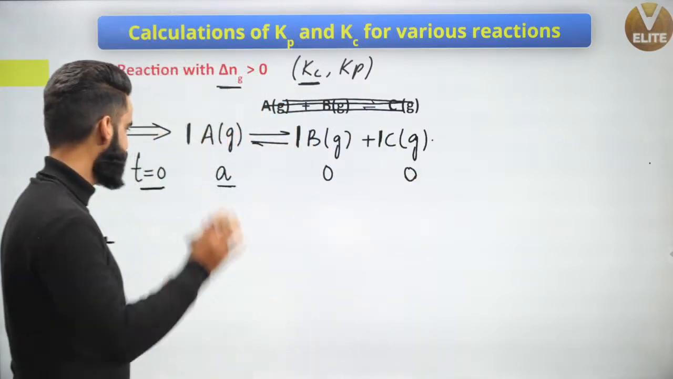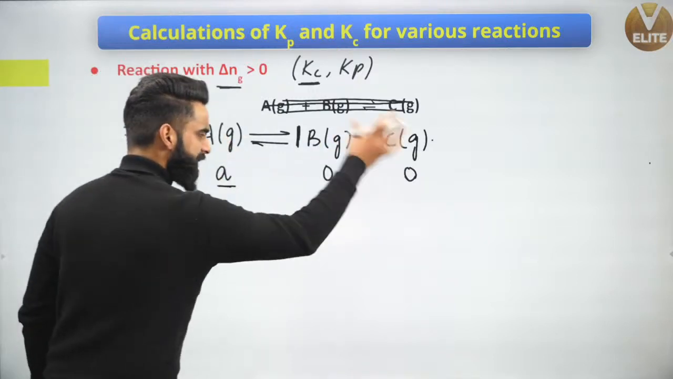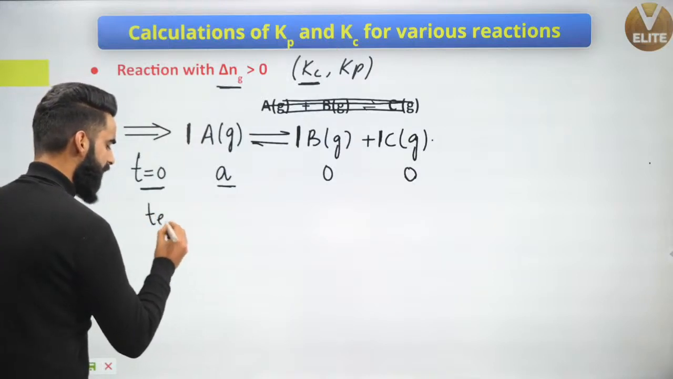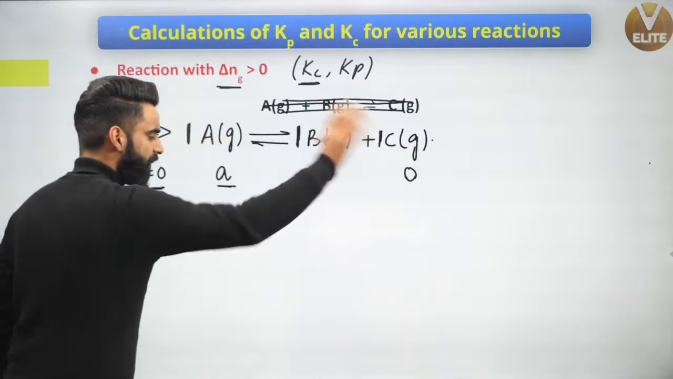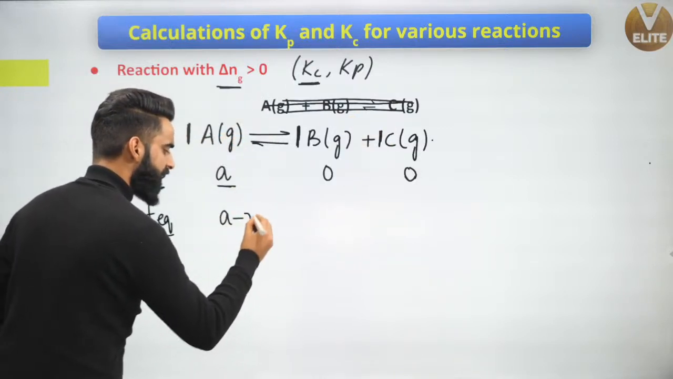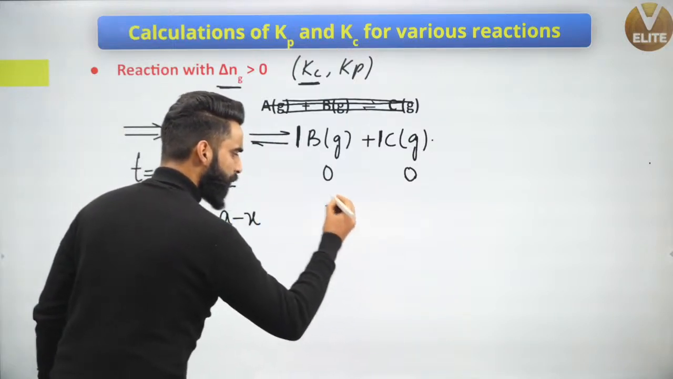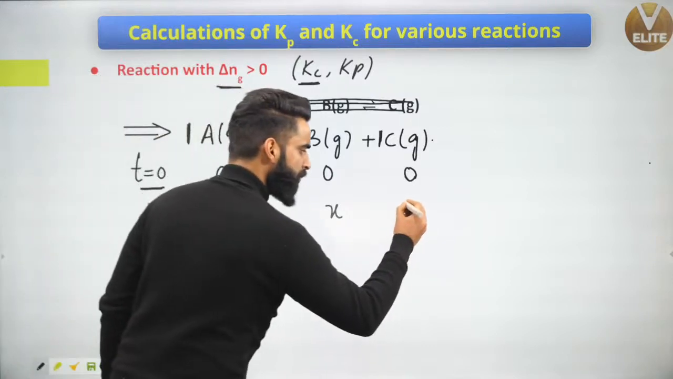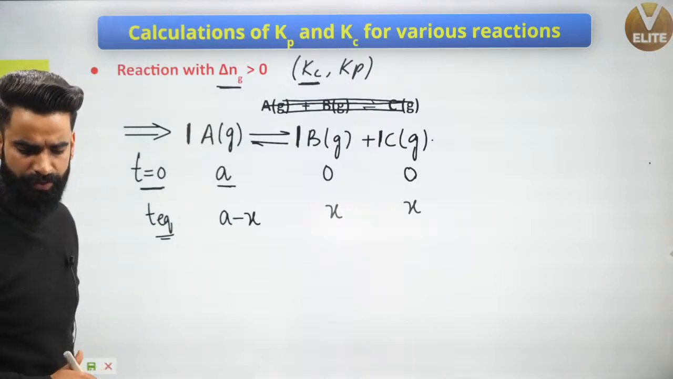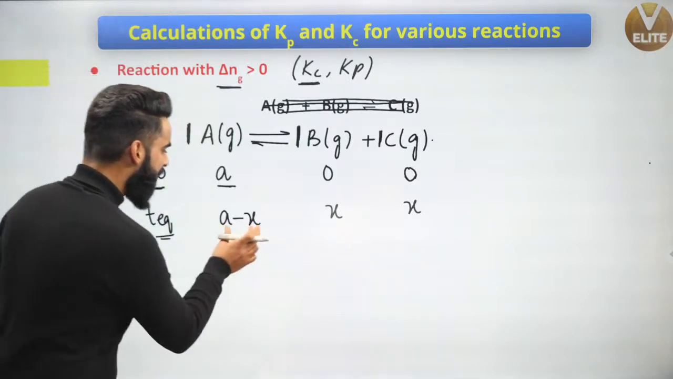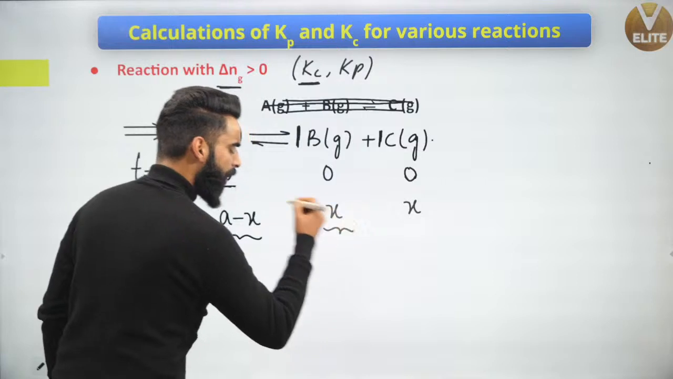See, guys, have a look. Initially, I have A moles of this reactant, 0 moles of this, 0 moles of this. Now at equilibrium, I'm assuming out of A moles of reactant, X moles have got converted into products. So how many moles of reactant are going to be left at equilibrium? A minus X. How many moles of this product are going to get formed? X. How many moles of this product are going to get formed? X, right? Just now I told you how to do it, correct? Now people, have a look. These are the moles of A left at equilibrium. These are the moles of B formed at equilibrium.